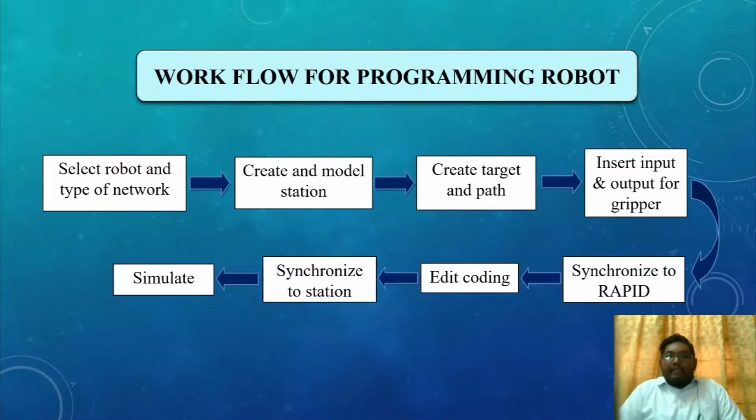Next, other than setup for the industrial network, we also need to understand how to set up the robot and how to build the smart component for the robot gripper. A simple pick and place is done in Robot Studio software. The workflow for programming the robot is to select the robot and type of network, then create and model the station. After that, create the target and part. Then insert input and output for the gripper. When all setup of the robot is done, then synchronize to RAPID so that we can edit the coding. When editing is done, synchronize to station, then we can simulate the robot to see the robot movement.